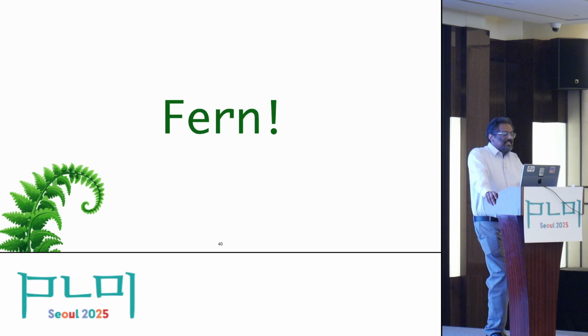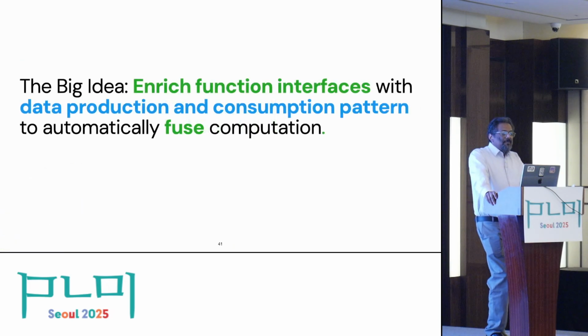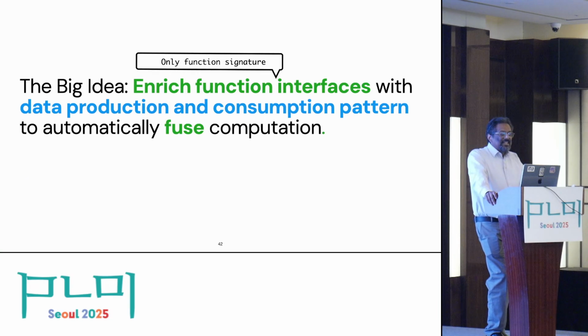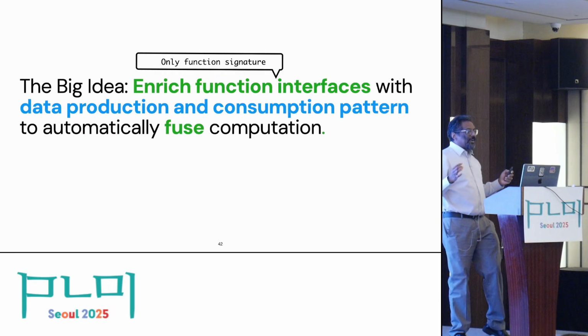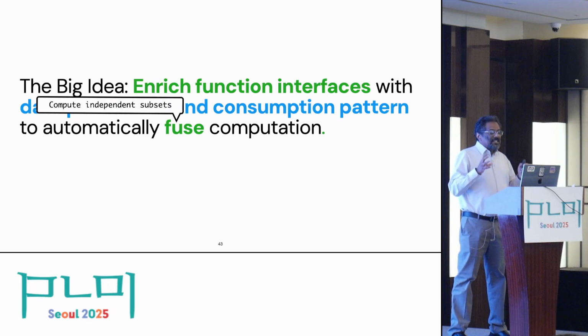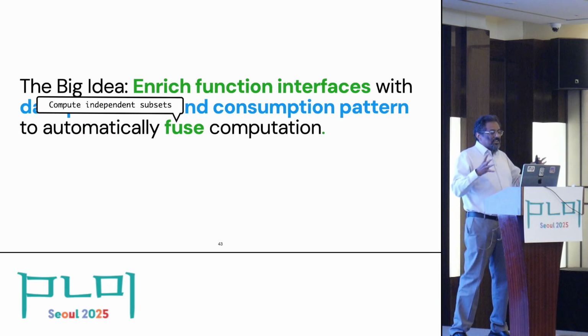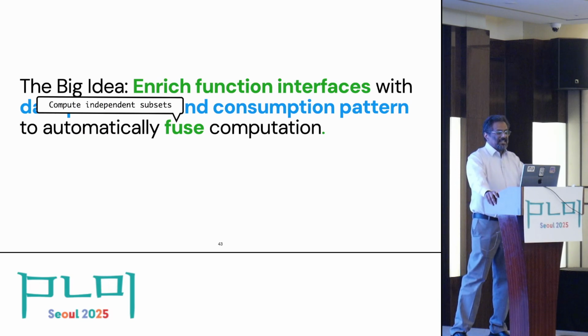Fern is a system we built. It is a very minimalist system. What it did was enrich the normal function interface. It is not going to touch what is written in there, just the additional function interface. By using that, we can fuse this code and get rid of that locality loss. Can we work on chunks in here?